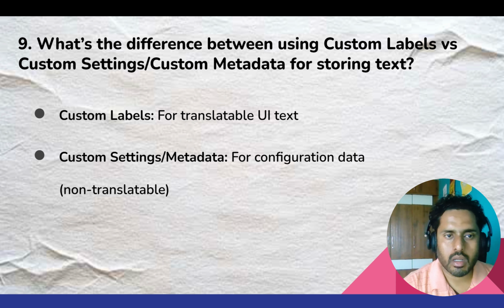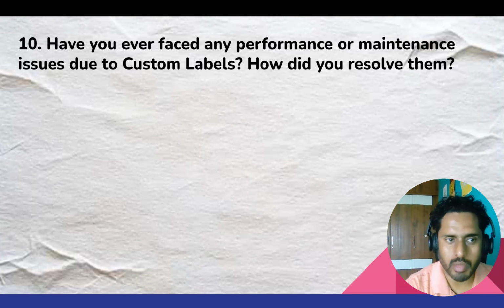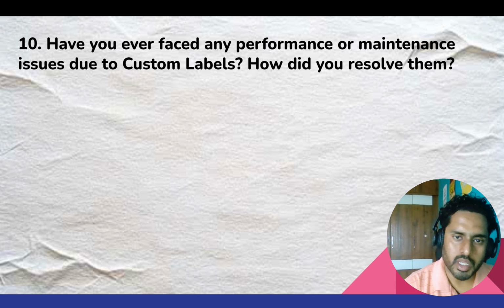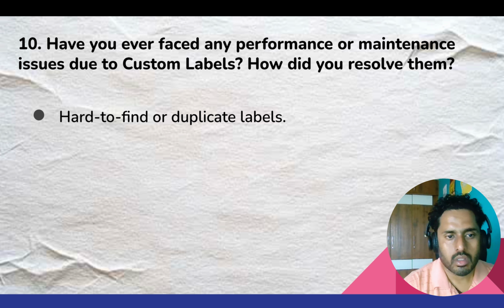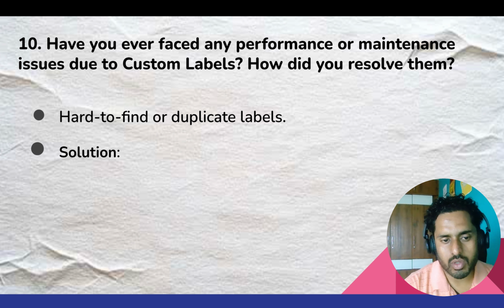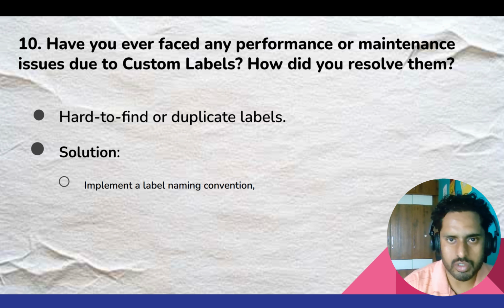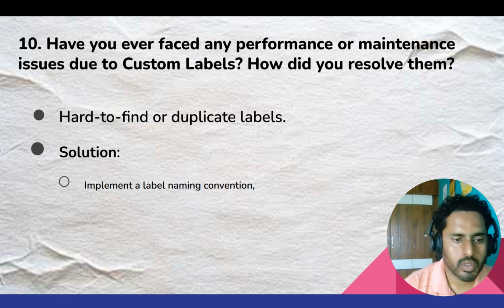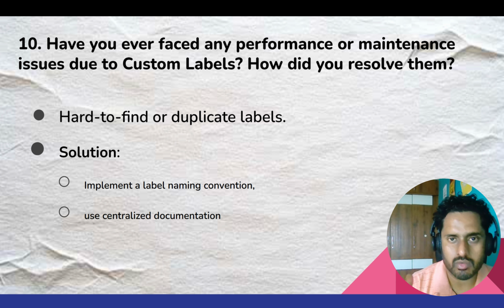The next one, have you ever faced any performance or maintenance issue due to custom labels? How did you resolve them? One of the major concerns that the team faces is that it is very hard to find duplicates, and hard to find a custom label which is already existing in the system. So what is the solution for this? We have to implement proper naming conventions when we create a custom label, and use centralized documentation. This is one of the best practices again. And perform regular cleanups.